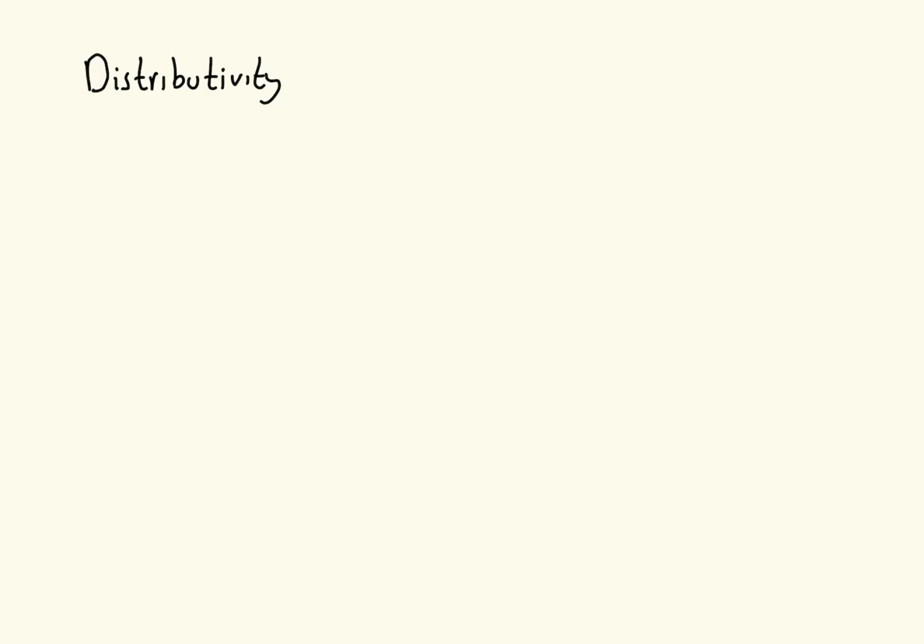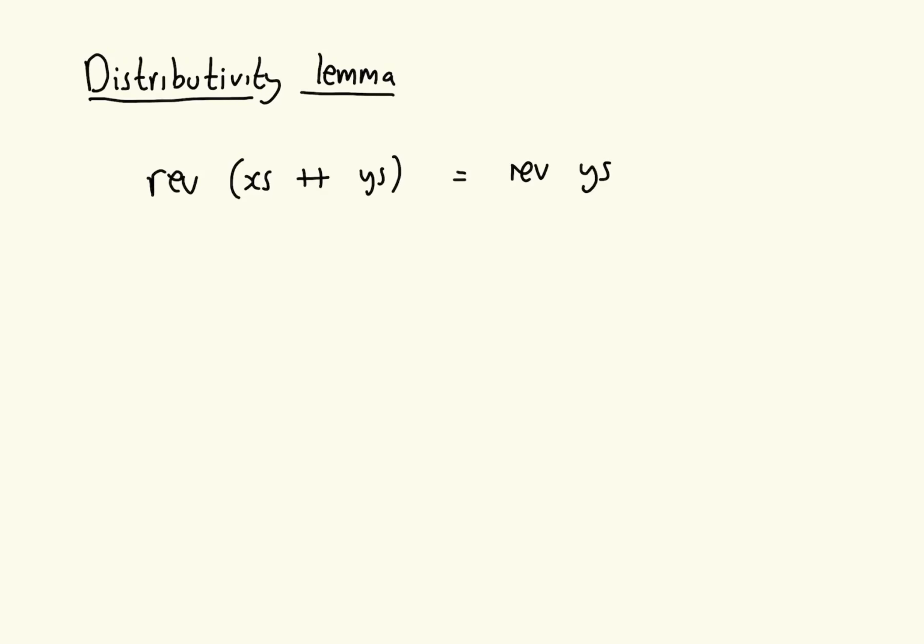Here is a distributivity lemma. It simply says, if you reverse the append of two lists x and y, then it's the same thing as reversing the second list plus reverse of the first list. And it's kind of intuitively obvious why this is correct.